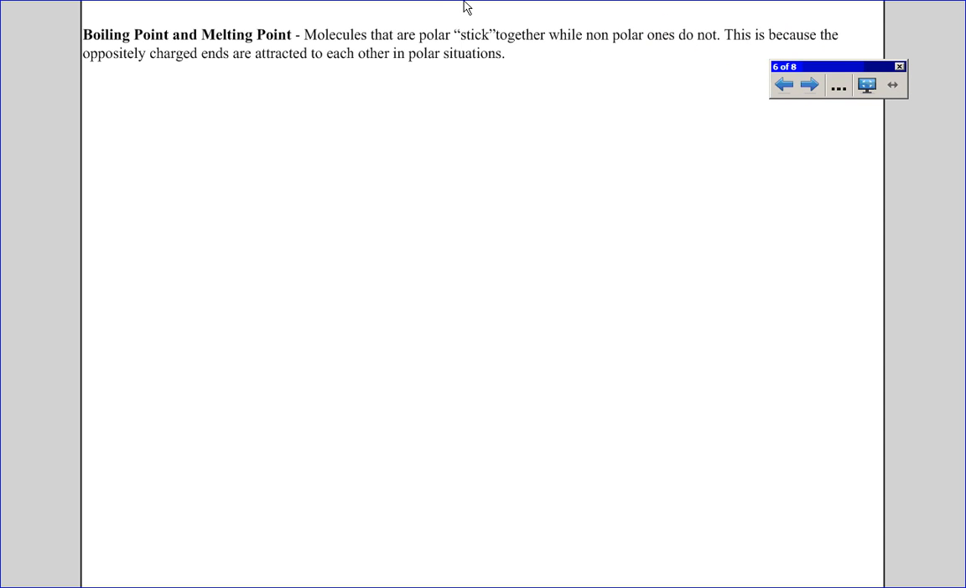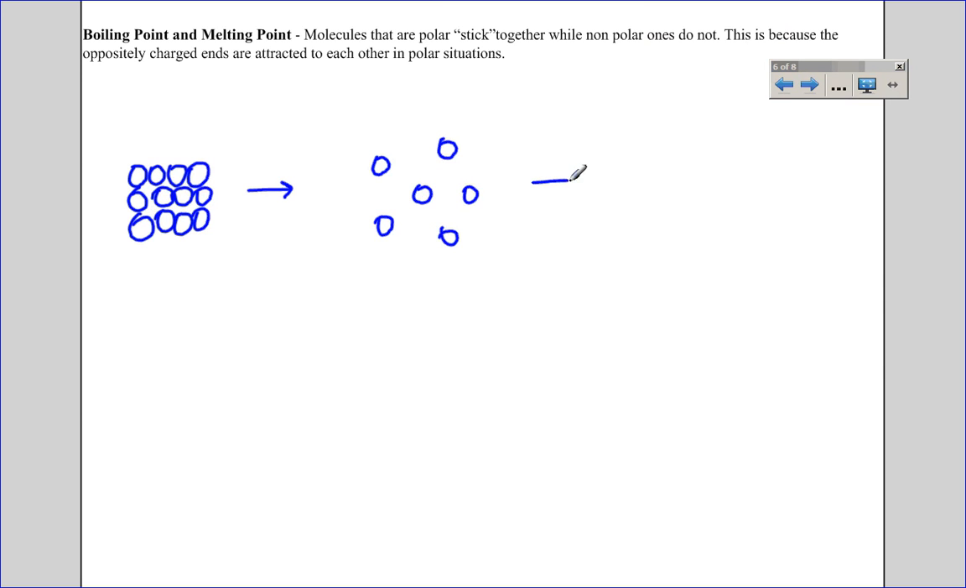If we want to discuss the boiling point and melting point of different molecules, it's important to understand the difference between a solid, a liquid, and a gas at the molecular level. And as you know from your studies of these phases of matter, there are more interactions between the molecules in a solid versus a liquid versus a gas.